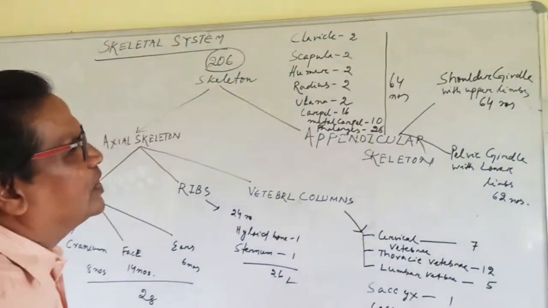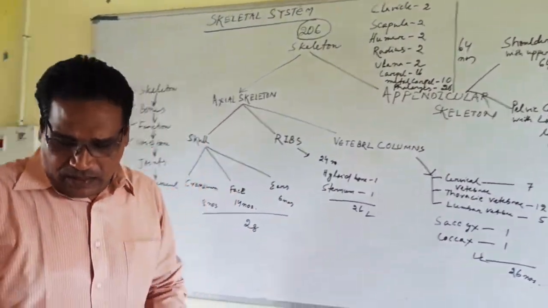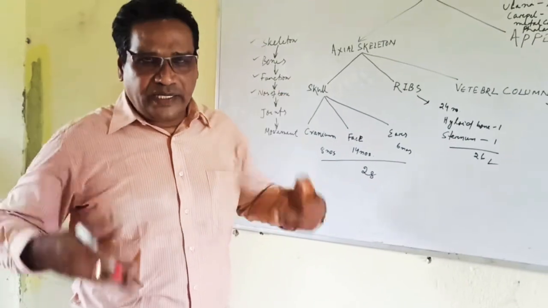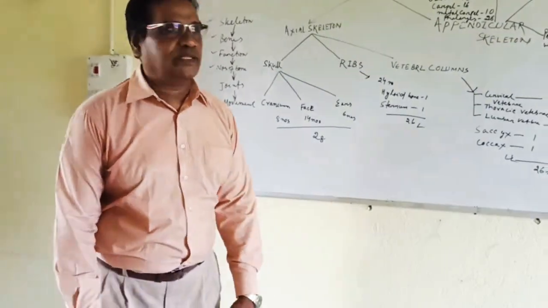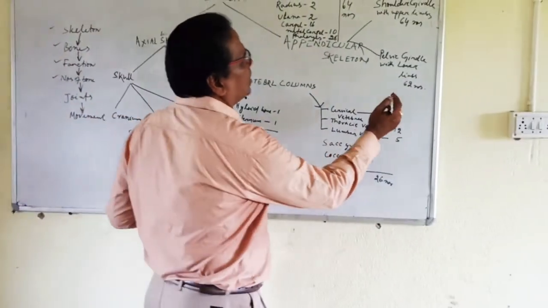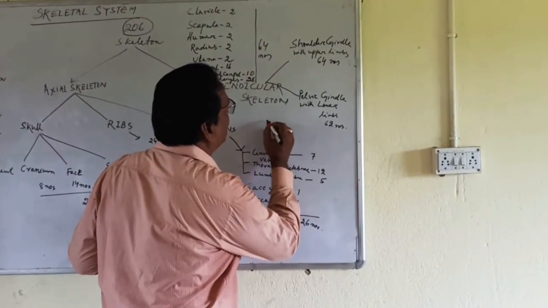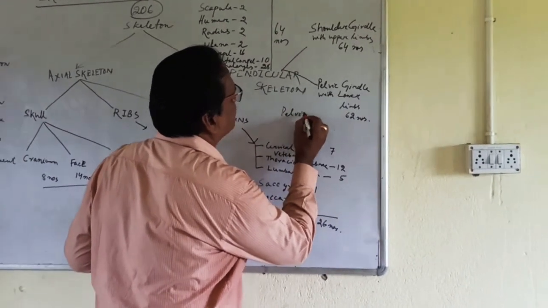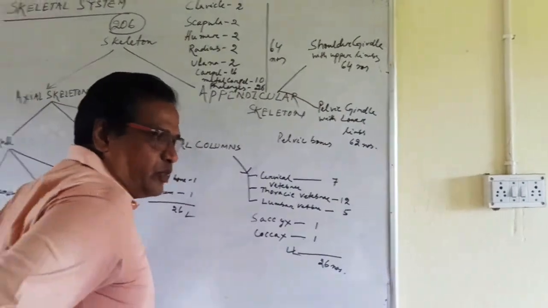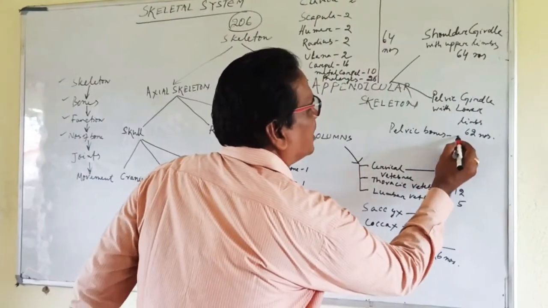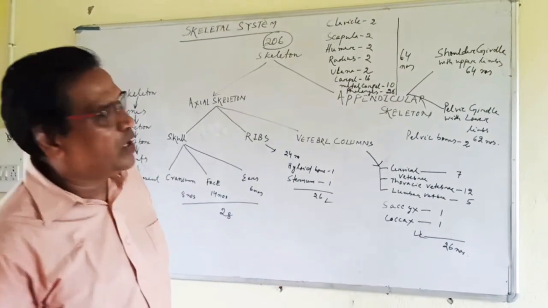Then come to your pelvic girdle with lower limbs. This is the shoulder girdle, and this is the pelvic girdle with lower limbs, meaning the 2 legs. First are the pelvis bones, 2 numbers.